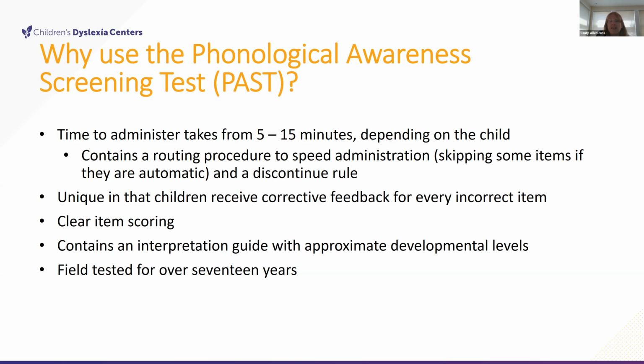It is unique in that the children receive corrective feedback for every incorrect item. So if they make a mistake, you're going to give them the answer. And that's clearly given to you how to do that on the actual test. There's clear item scoring, and we'll go over that. There's an interpretation guide that has the approximate developmental levels, and it has been field tested for over 17 years.